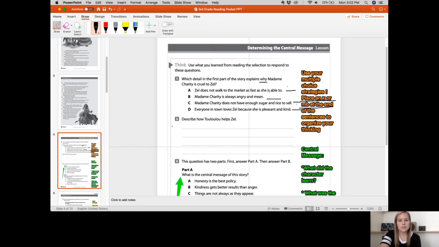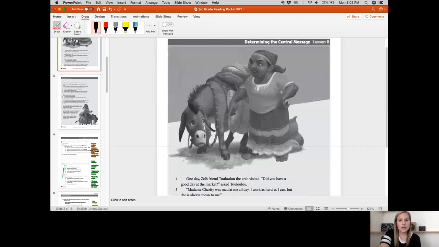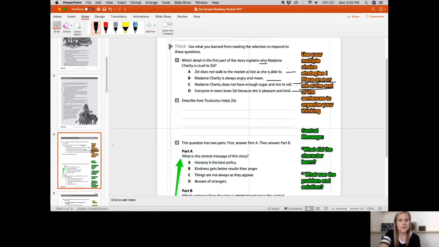Number 2 is a written response. Describe how Talulu helps Zell. Well, I'm sure I've already written and underlined information directly from the text. So what you have here is going to be exactly what the author said. Okay, don't just write a one word answer. I want you to describe all the words that describe how Talulu helps Zell.